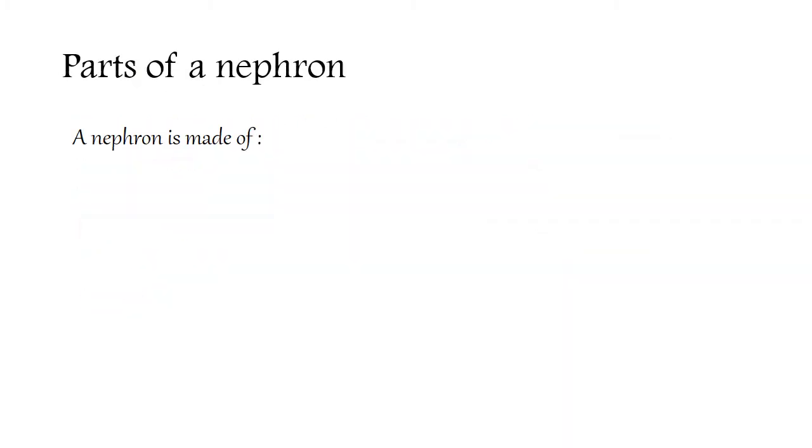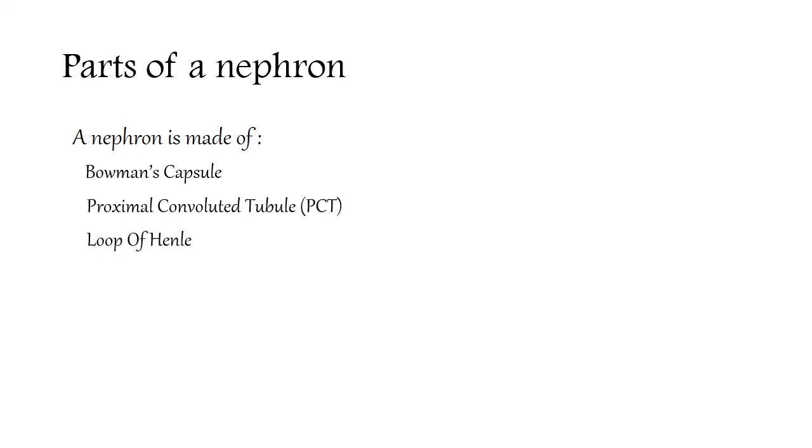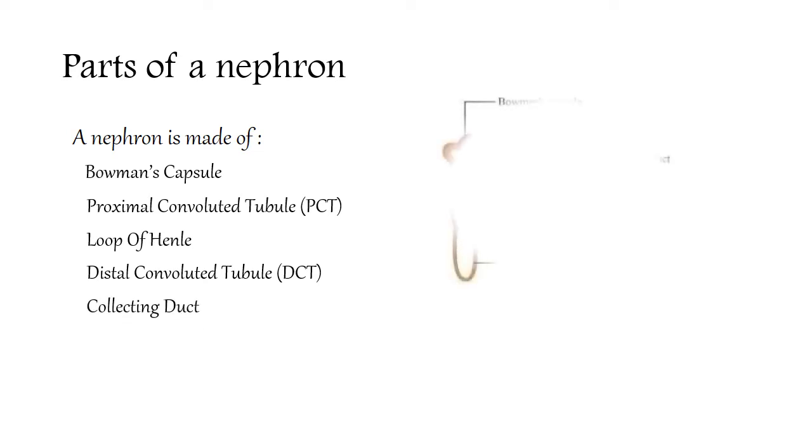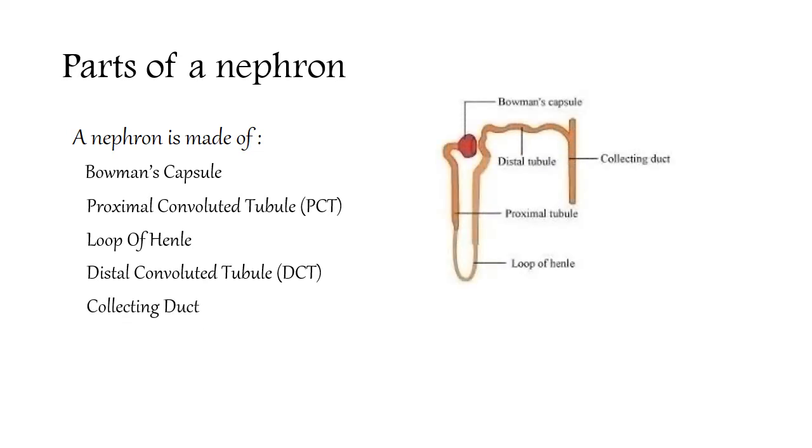Parts of a nephron. A nephron is made up of a Bowman's capsule, proximal convoluted tubule or PCT, loop of Henle, distal convoluted tubule or DCT, and a collecting duct. This is the picture of a nephron. This is the Bowman's capsule. This is the proximal convoluted tubule. This is the loop of Henle. This is the DCT or distal convoluted tubule. This is the collecting duct.